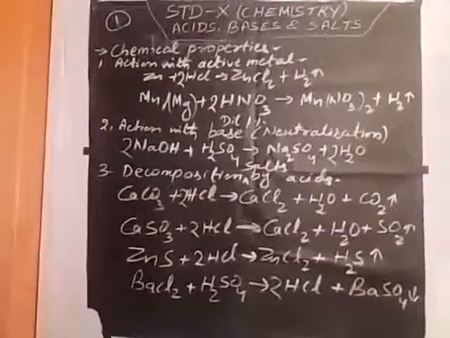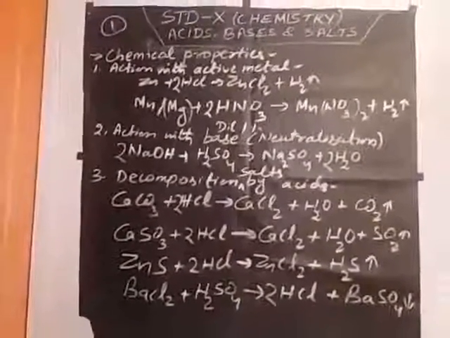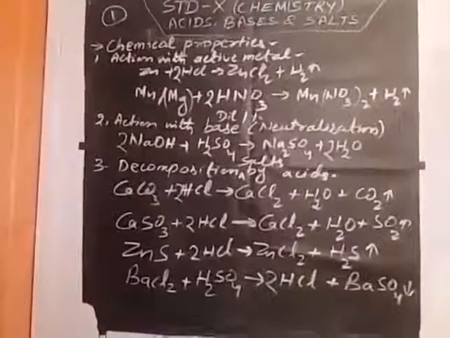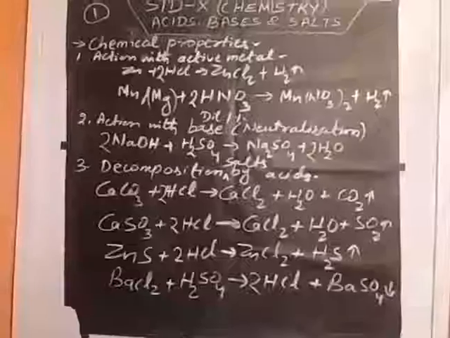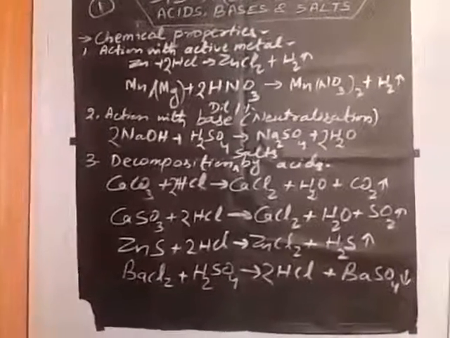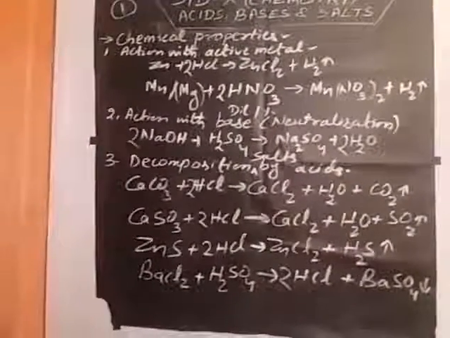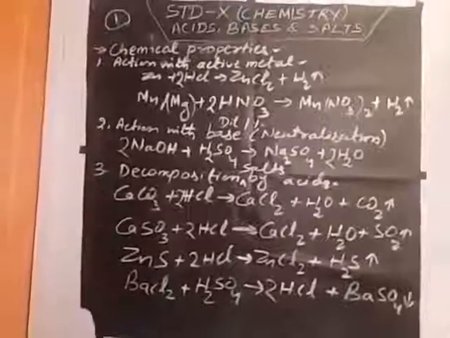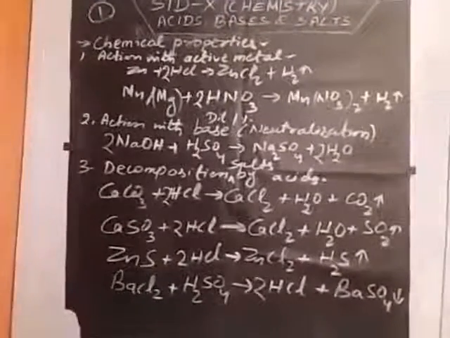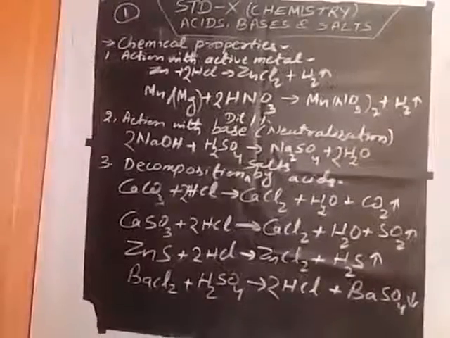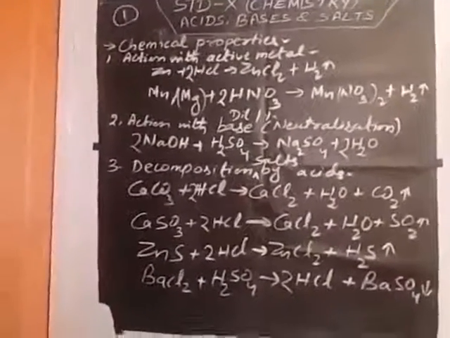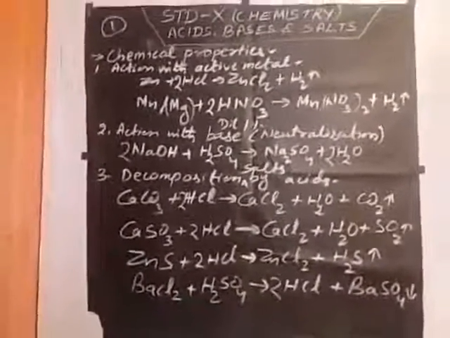Then chemical properties. Action with active metals: when a metal is added to acids, it forms hydrogen gas. But except manganese and magnesium added with very dilute, 1% nitric acid, they form hydrogen gas and the corresponding salt. Then action with base, or neutralization reaction: acid plus base forms salt and water.